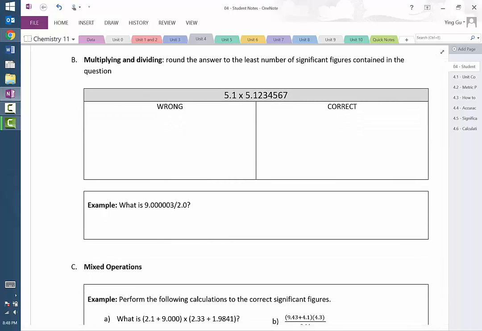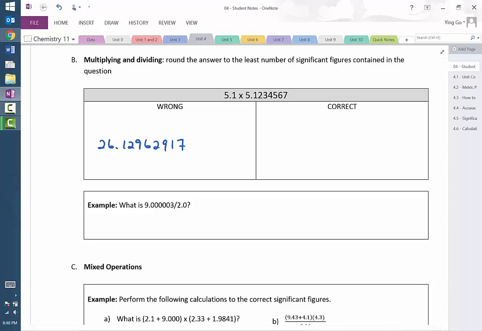Multiplying and dividing is another set of rules. When we punch in the numbers 5.1 times 5.1234567, our calculator is going to report to us that our answer is 26.129629917. Where do we cut that number off? Well, it works like this.